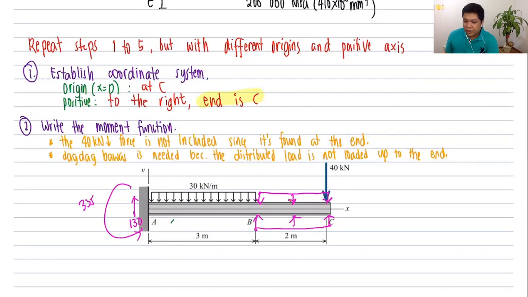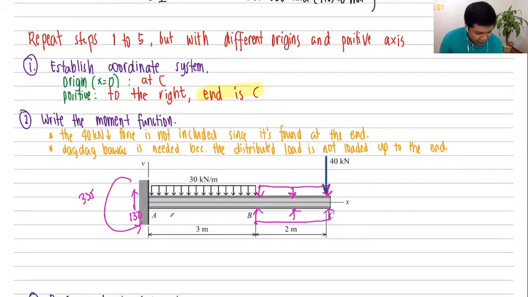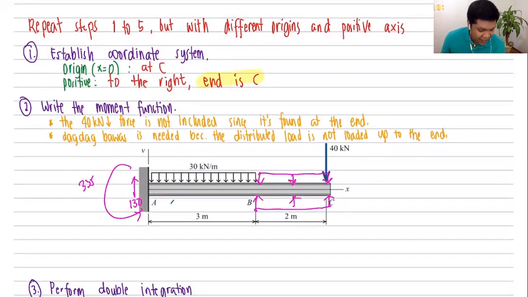I think there's a truck roaming around giving some announcements about the enhanced community quarantine. So I do apologize. Okay?